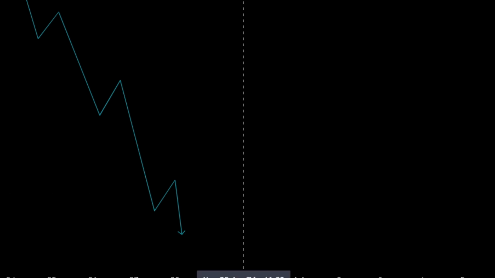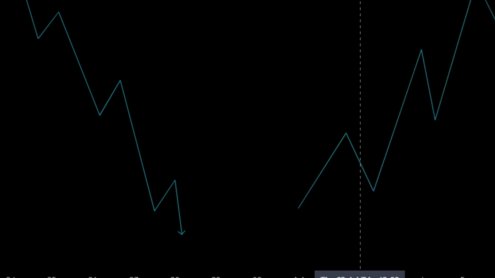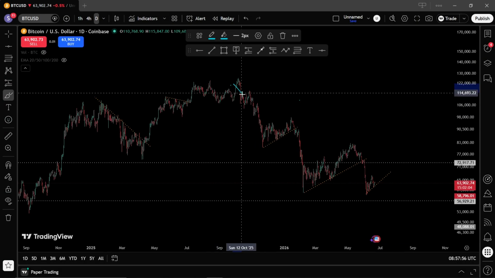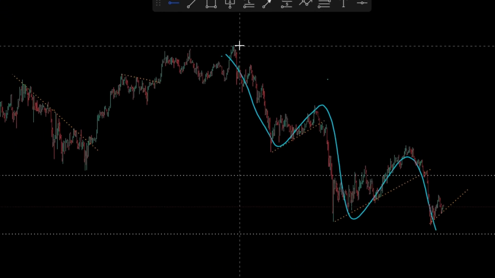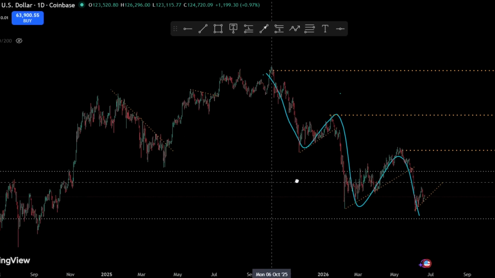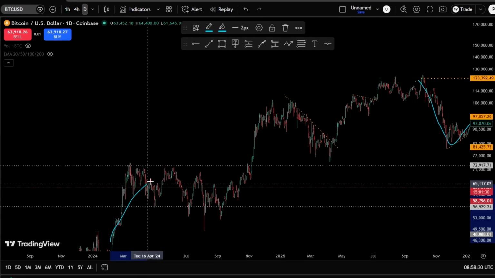Step 1. Spot the trend. Zoom out on your chart. Are you seeing higher highs and higher lows? That's an uptrend. Lower highs and lower lows? That's a downtrend. If price just bounces between 2 points, that's sideways, a tough one to trade. Always follow the trend, never fight it.